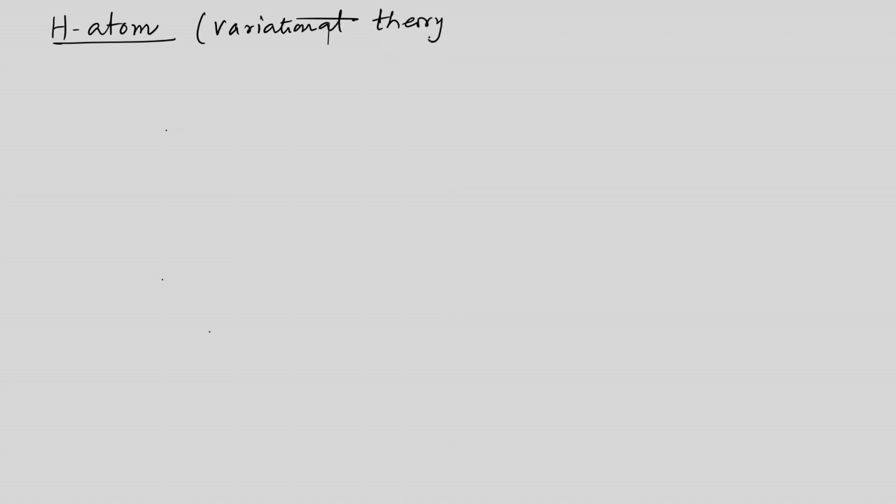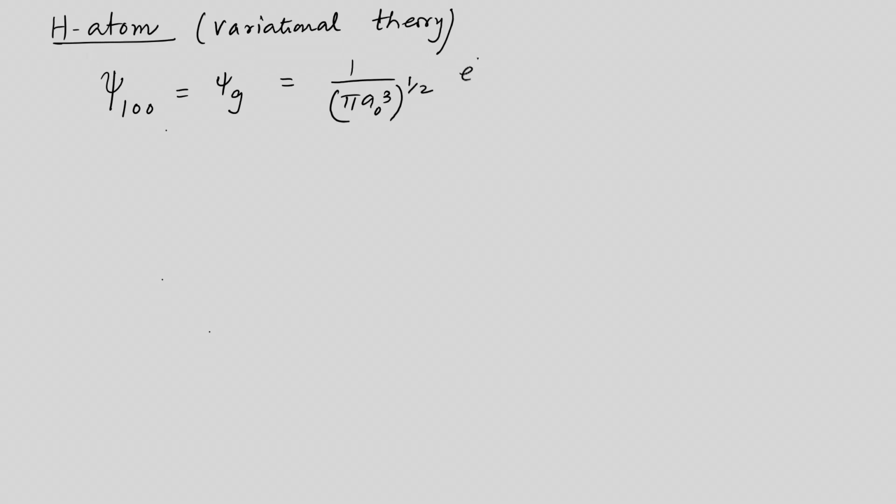Let us now talk about some specific cases again. Let us talk about the hydrogen atom, which is most familiar to you. So, the ground state of the hydrogen atom. We will use a variational theory for the hydrogen atom, and you know that the ground state wave function, which corresponds to 1 0 0, let us call it psi g, which is equal to 1 by pi a 0 cube whole to the power half and exponential minus r by a 0. So, that is the ground state wave function.